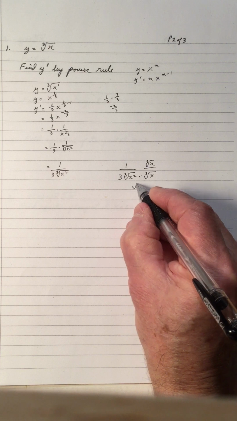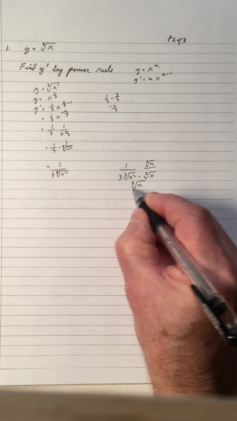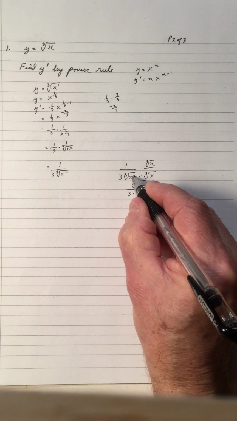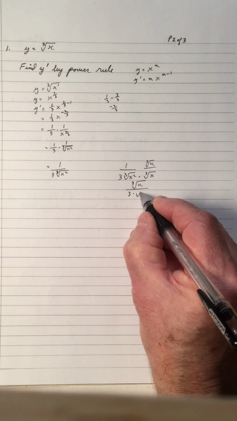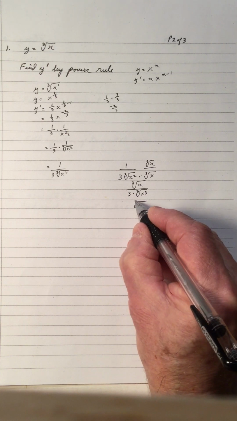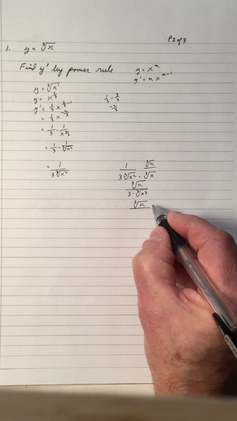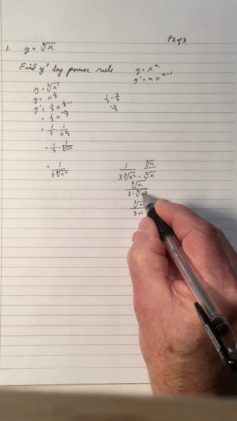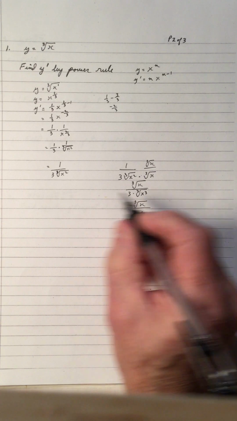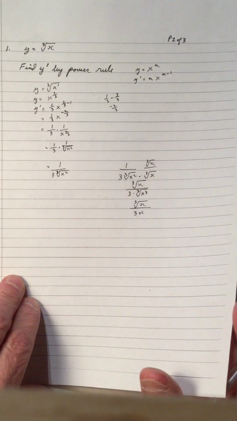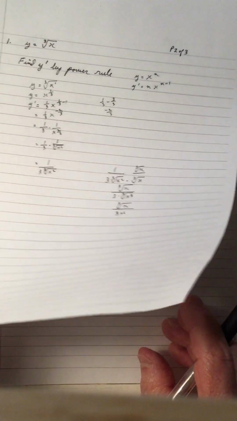So the numerator becomes the cube root of x, and the denominator is 3 times the cube root of x squared times the cube root of x, which is the cube root of x cubed. So that's the cube root of x all over 3x, because the cube root of x cubed is x. Or you could leave it like this, it's your choice, as long as you work the problem out correctly.